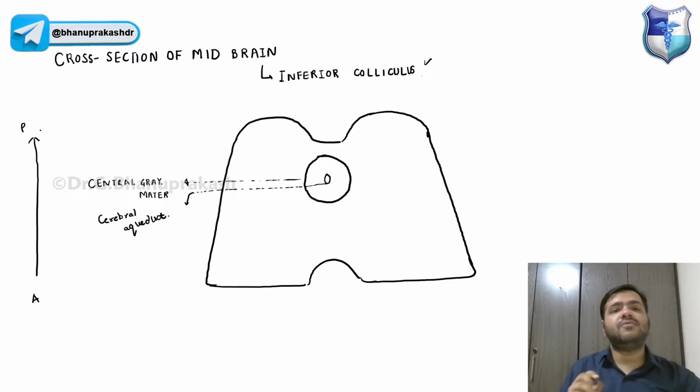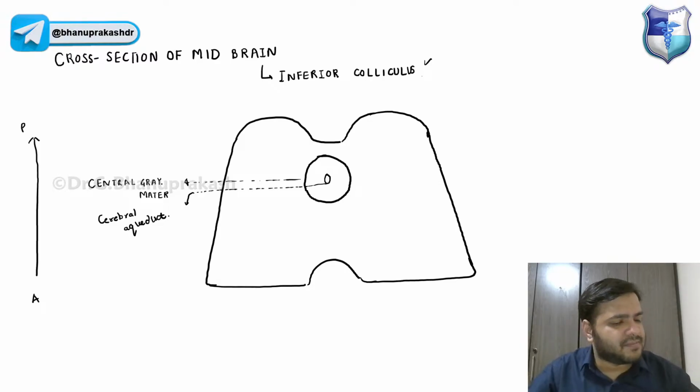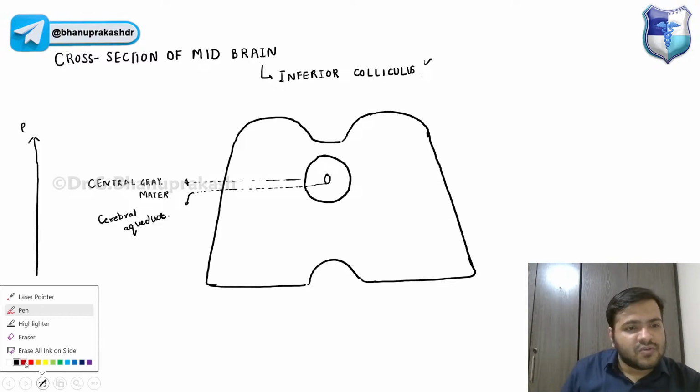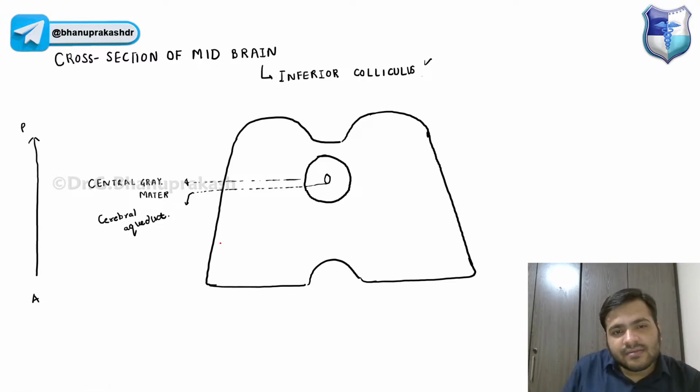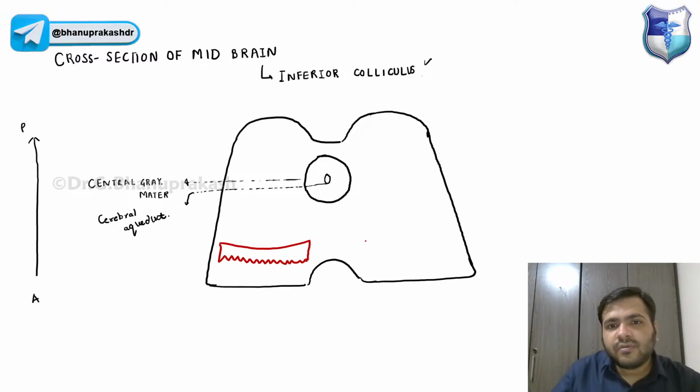And in the front, you already know we have something called the crus cerebri. The crus cerebri will contain both the ascending and the descending tracts, right? So firstly, you should know that we have the substantia nigra, which is present on both the sides. I told you it is a pigmented mass.